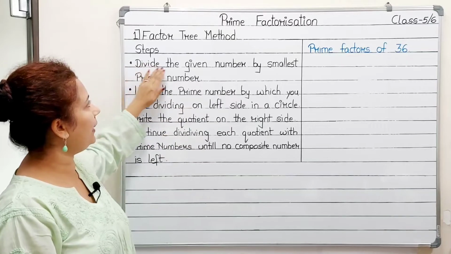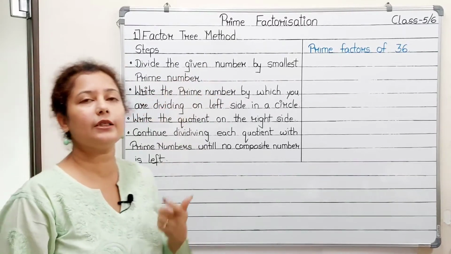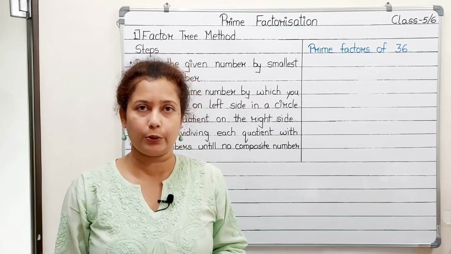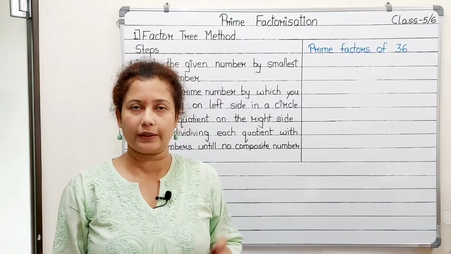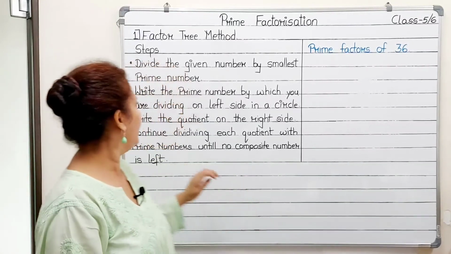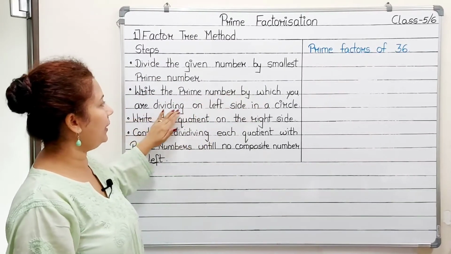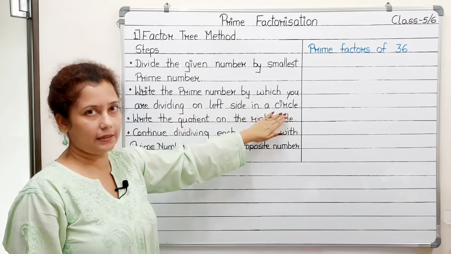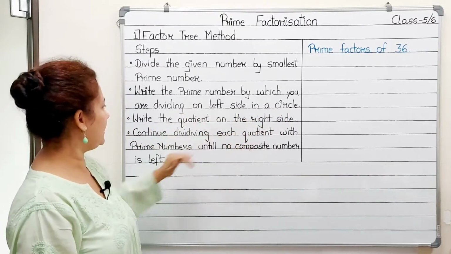First, divide the given number by the smallest prime number. We know that the smallest prime number is 2. So we will see whether the number is divisible by 2 or not. And if it is divisible, then we will divide it by 2. Write the prime number by which you are dividing on the left side in a circle. Write the quotient on the right side.